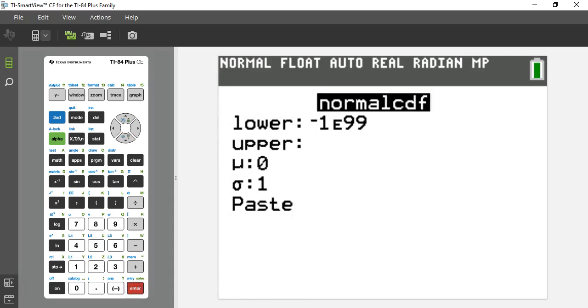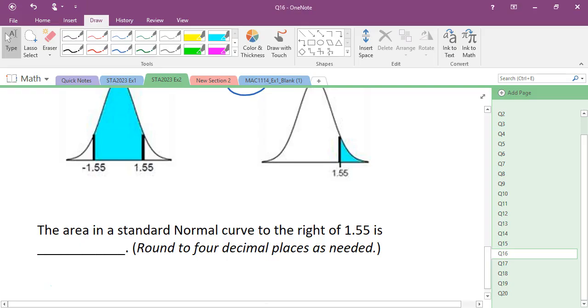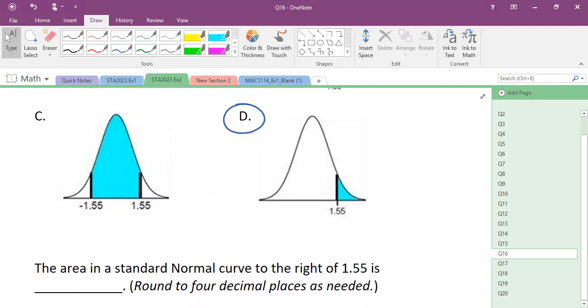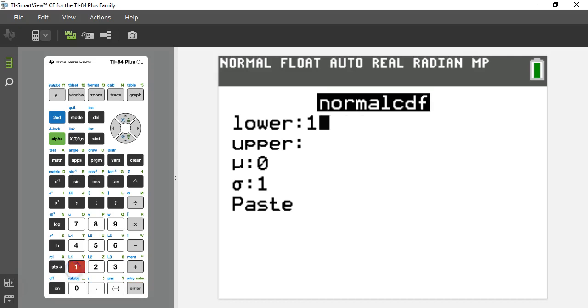So when you bring that up, it starts to bring in all the information we need. So we want to be to the right of 1.55. So what is our lower bound then? It's the smallest number we want to be. If we want to be to the right, remember, go back to your picture. We circled D. What's our smallest number? Yeah, you're going to start at 1.55. So our smallest number is 1.55. What's the highest number we want to be? Infinity, right? We want to go off to infinity.